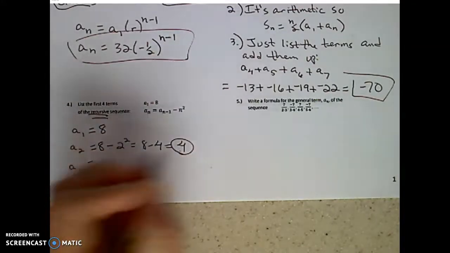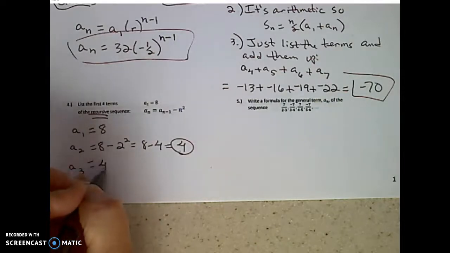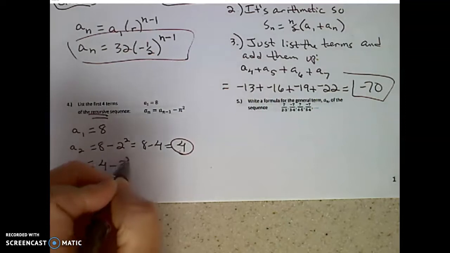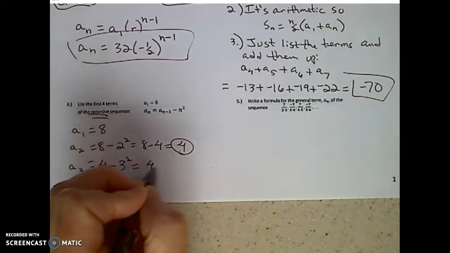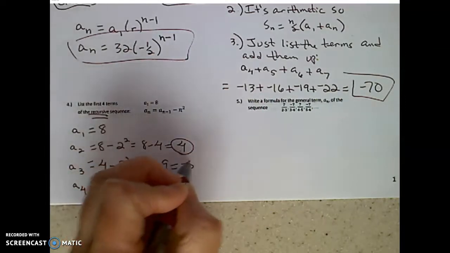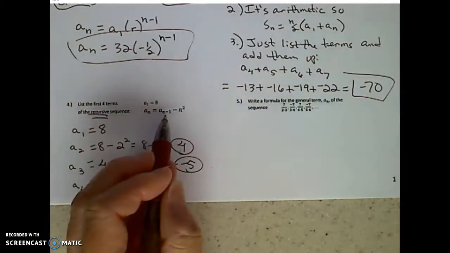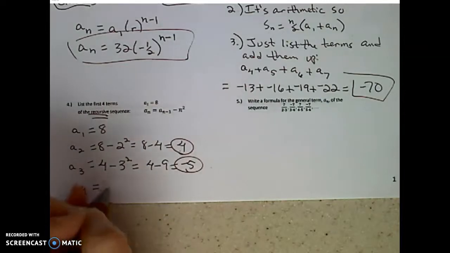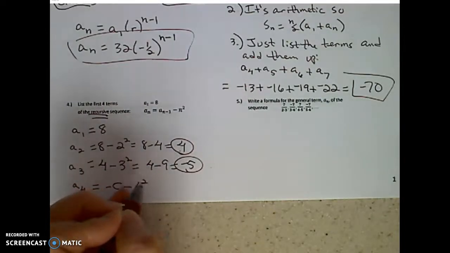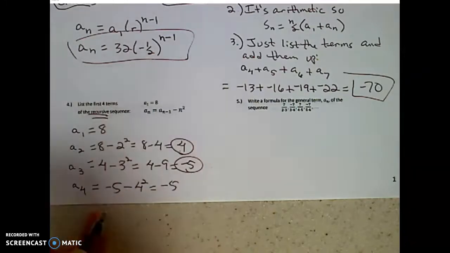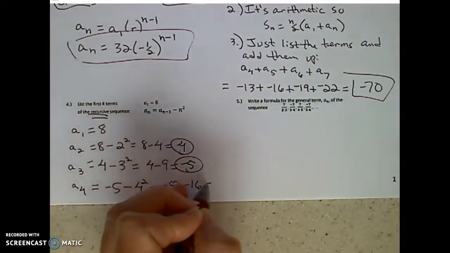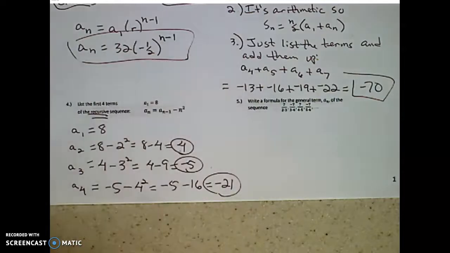To find the third term, I take the previous term, which is 4, minus the index squared. What is that? 4 minus 9, and I get negative 5 for the third term. Fourth term, it's recursive, defined with the previous term, negative 5, minus the index squared, which is negative 5 minus 16, and I get negative 21.